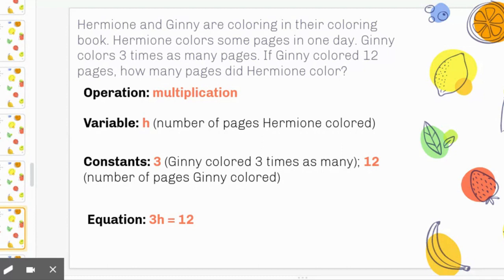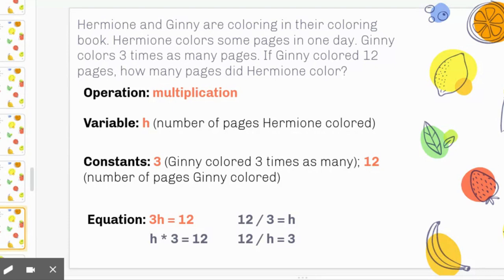So 3 times h equals 12. And the other equations you can write with this would be h times 3 equals 12, 12 divided by 3 equals h, and 12 divided by h equals 3. And like I said before, no matter what, any of those equations, you'll find that h is going to be equal to 4.